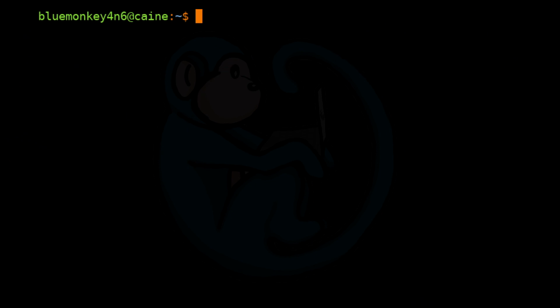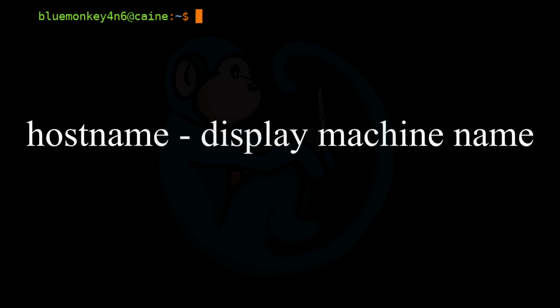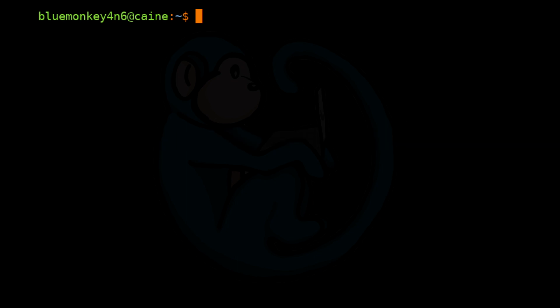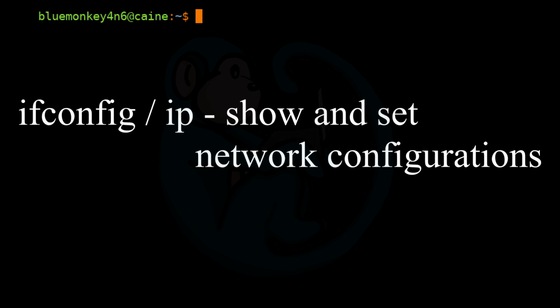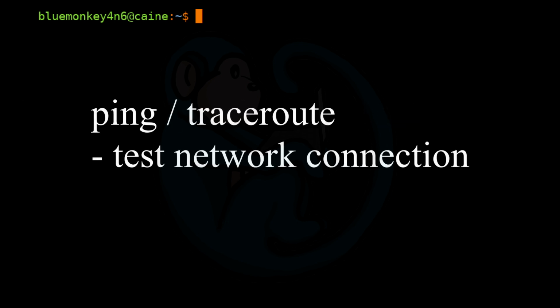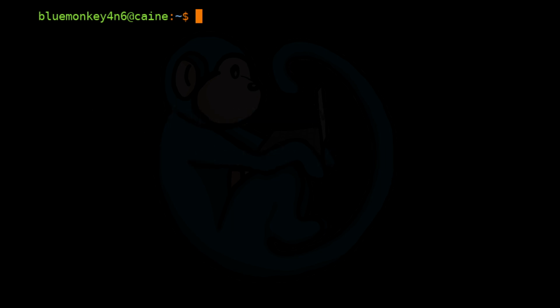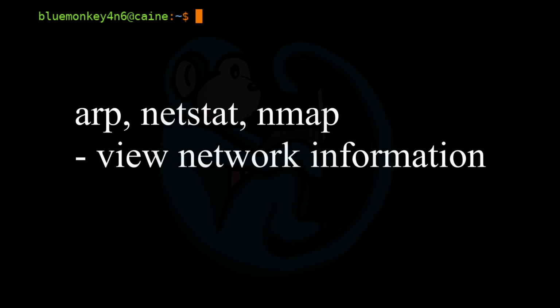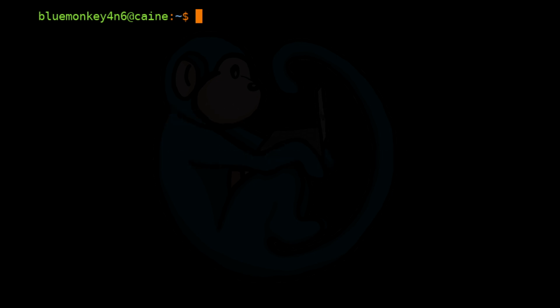All right, so that brings us to the end of this video where we learned about basic networking commands. We used the hostname command to show the machine name. We used the ifconfig and ip commands to show and set network configurations. Then we used the ping and traceroute commands to test the network connection. We also looked at arp, netstat, and nmap commands to view network-related information.